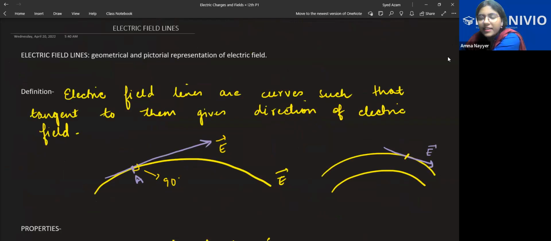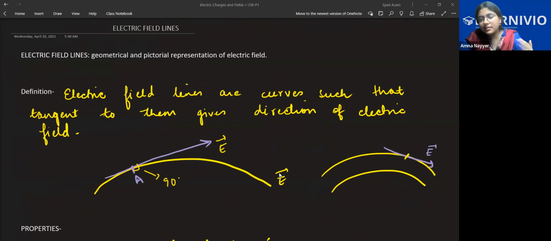Like 8 coulomb or 5 coulomb. 8 coulomb will have all the lines together. 5 coulomb will have the lines at a little separation. Are those two properties clear to all of you? Yes, ma'am. Okay, so just write it. Much time is not left. Quickly write it. Rest of the properties and electric flux I'll discuss on Monday.